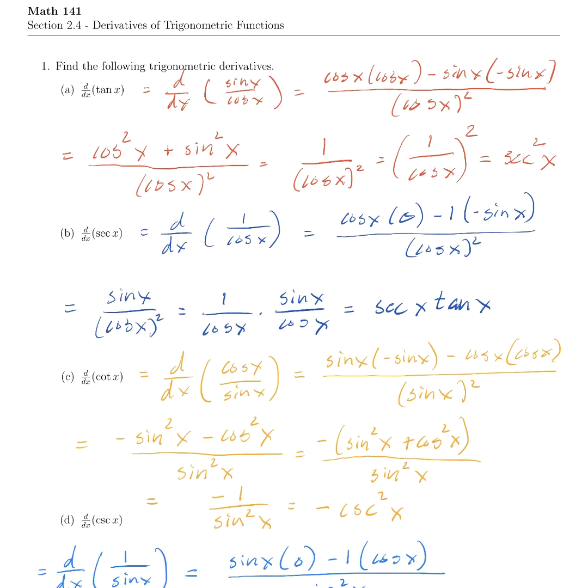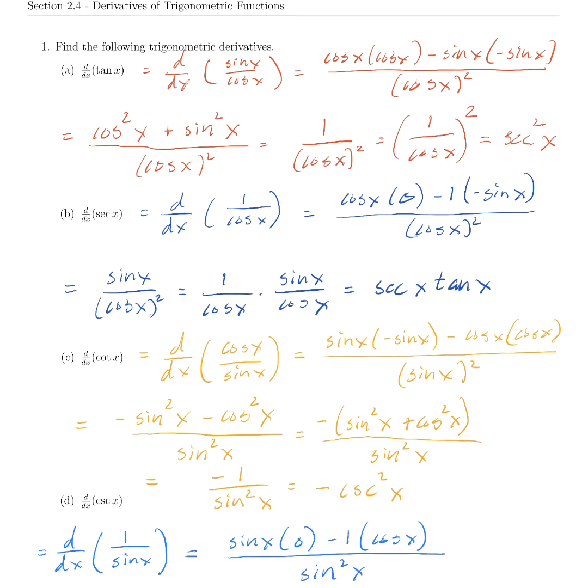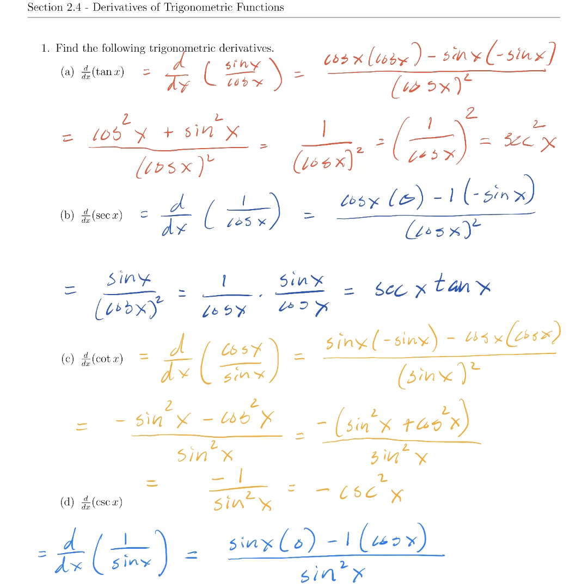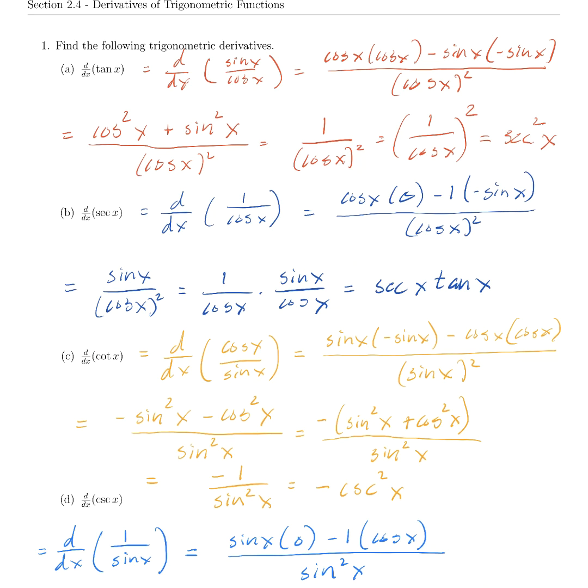So the first is just find the following trigonometric derivatives. These are all trig functions that we've seen before. And now just knowing the derivatives of sine and cosine will allow us to find the derivatives of all of these trig functions using the quotient rule. So we can start by, before taking any derivatives in part A, we can rewrite tangent as sine of x divided by cosine of x.